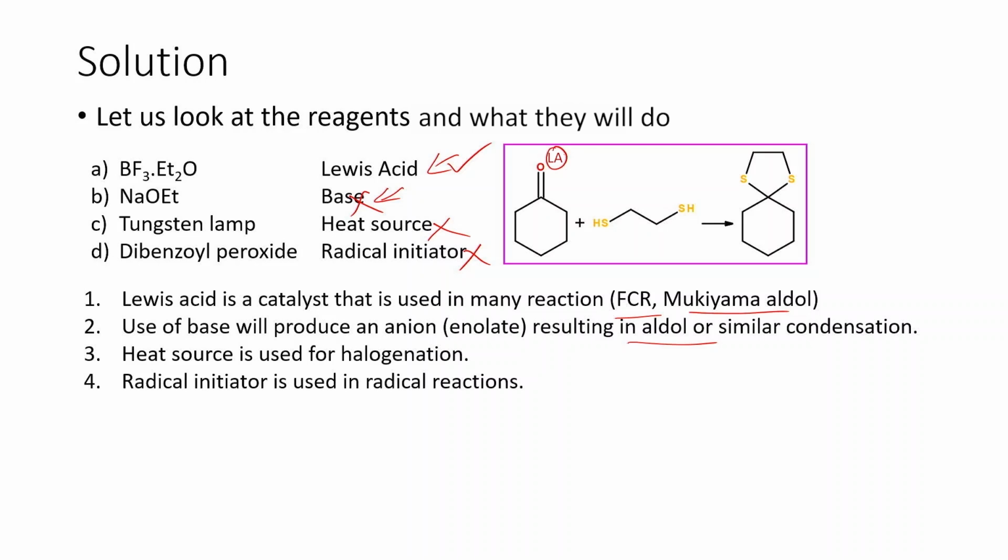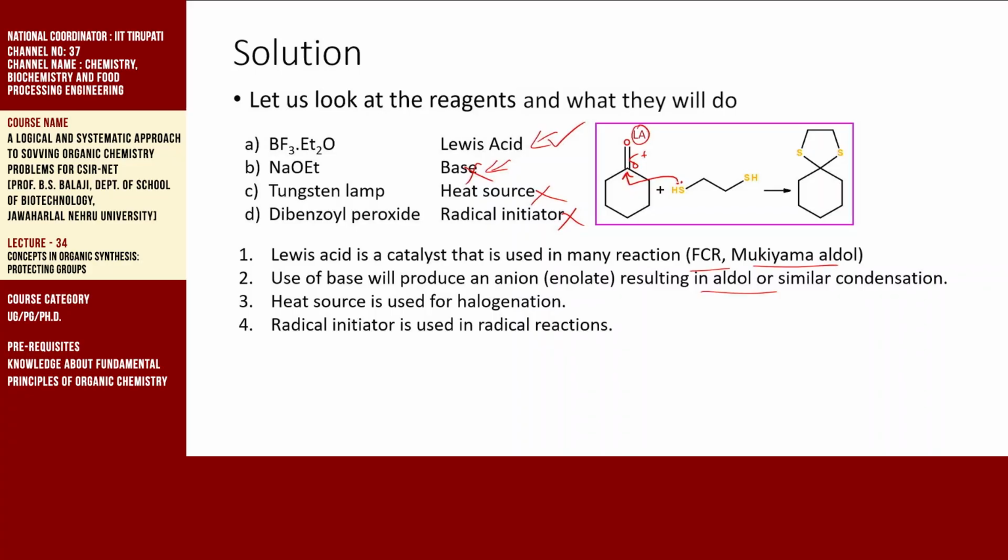Once it is coordinated, we have a delta plus charge on this carbon. Sulfur has a lone pair of electrons, so that can come and attack here, and that is how we can initiate this particular reaction. In other words, this reaction can be initiated by the presence of a Lewis acid. So the reagent used for this reaction is nothing but a Lewis acid.